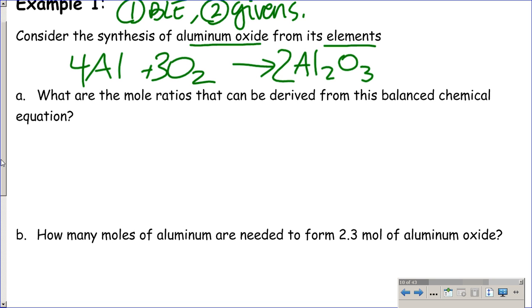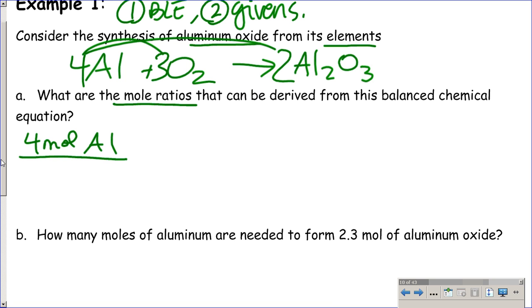Okay, so now we've got our balanced chemical equation. Let's write down our givens. What are the mole ratios? Oh, this is just a mole ratio problem. Okay, this one's really easy. What are the mole ratios that can be derived from this balanced chemical equation? And when I say mole ratios, I mean every single combination of mole ratios you can make. So, aluminum relates to oxygen, right? And aluminum relates to aluminum oxide. So 4 moles of aluminum over my first comparison, 3 moles of oxygen.